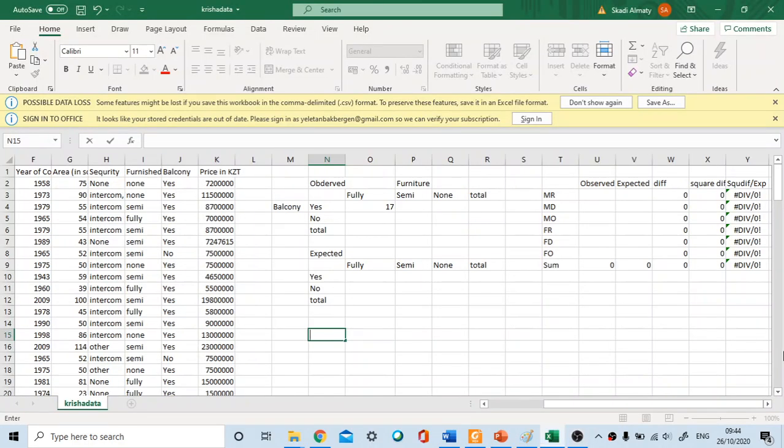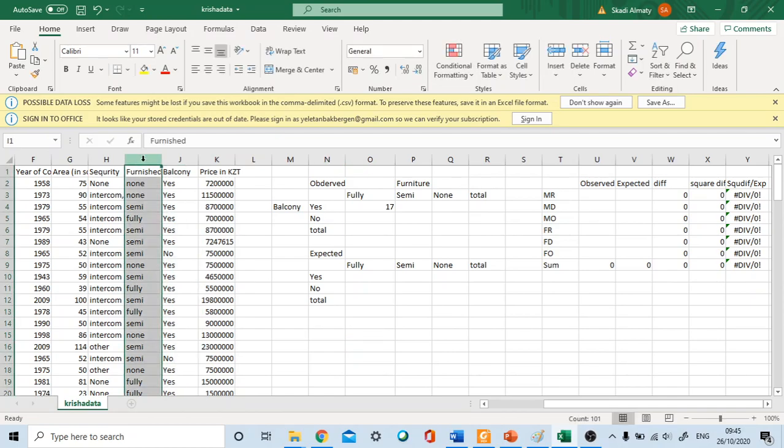Morning guys, today in our tutorial we would like to do a chi-square test in Excel. As we have mentioned in our theoretical part, the chi-square test checks the dependency between two categorical variables. For example, today we would like to discuss whether there is any dependency between apartment's finishing level and balcony.